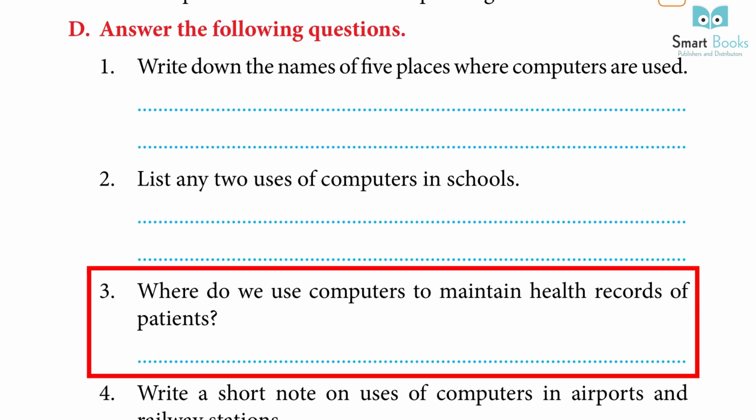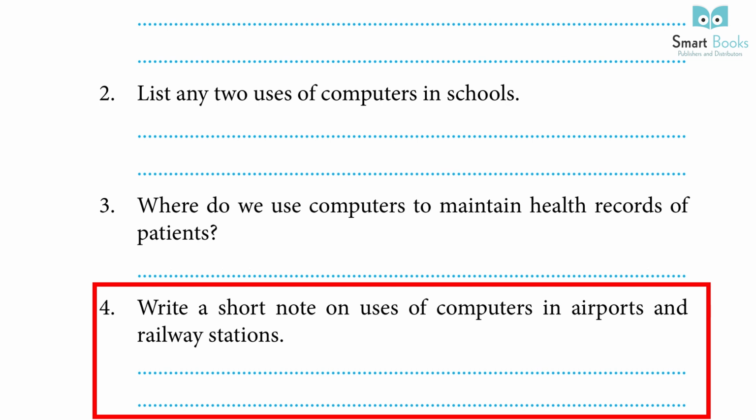3. Where do we use computers to maintain health records of patients? Answer: in hospitals, we use computers to maintain health records of patients. 4. Write a short note on uses of computers in airports and railway stations. Answer: at airports and stations, computers perform the following tasks. A. To track and control the activities of airplanes in airways. B. To display information about timings. C. To make or cancel reservations and booking and printing of tickets.